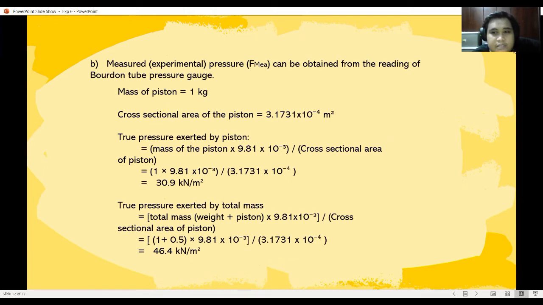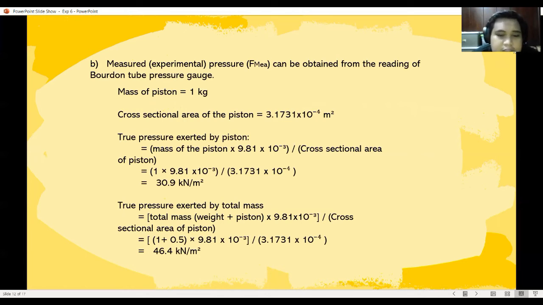So mass of piston is 1 kilo. The cross-sectional area of the piston is 3.1731 times 10 power of negative 4 meter square. So the tube pressure exerted by piston equals mass of piston times 9.81 times 10 power of negative 3 divided by cross-sectional area of piston. So 1 kilo times 9.81 times 10 power of negative 3 divided by 3.1731 times 10 negative 4. So the value is 30.9 kilonewton per meter square.